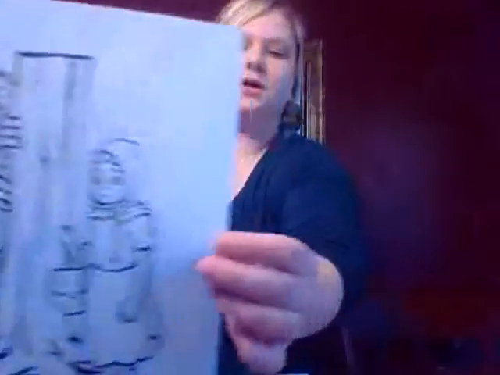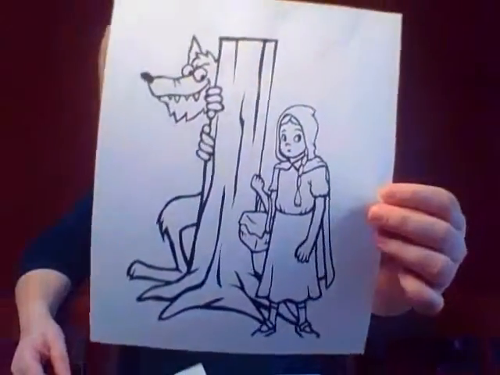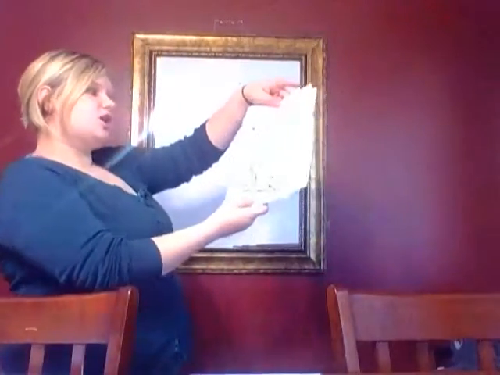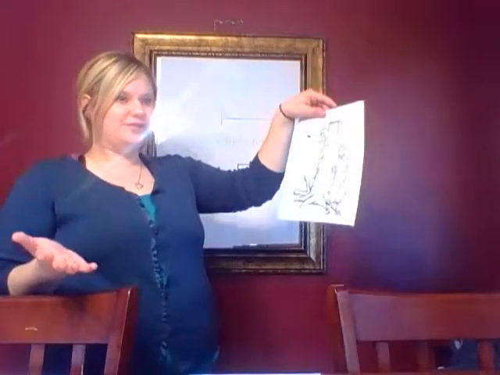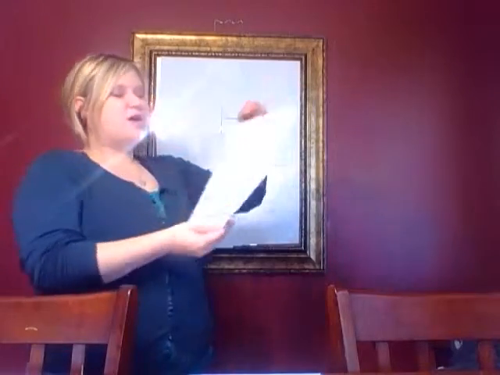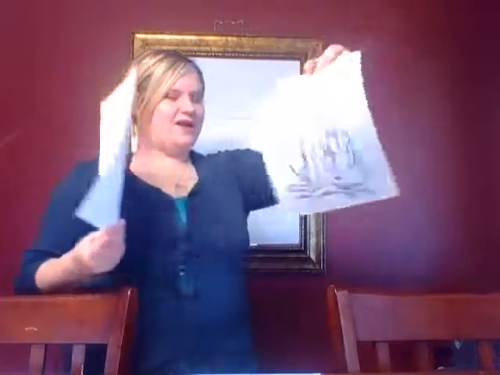What I'm going to do first is give each student a coloring sheet. This is the coloring sheet that each student will be given. There is a picture of a girl, a tree, and a wolf. And the wolf is hiding behind the tree. So what do we think this story is going to be about? Here you go. I'll give one to each student.